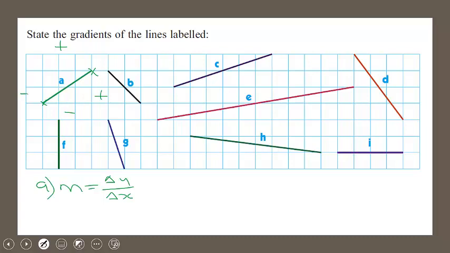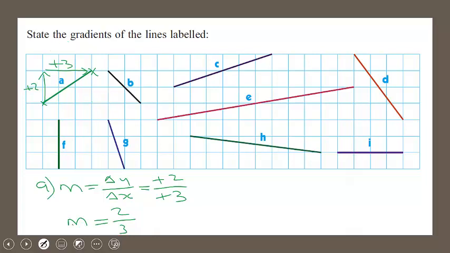Now, first I'm going to do the change in y. I'm first going to go up or down. From my first point, I'm moving 1, 2 spaces up. So that is 2, up is plus, so it's plus 2. So for A, it's going to be plus 2 on the top. Then I'm going to move to the right, 1, 2, 3. That is 3 in the plus direction, so it's plus 3. So for m on question A, the answer is going to be 2 over 3. My gradient is 2 over 3.